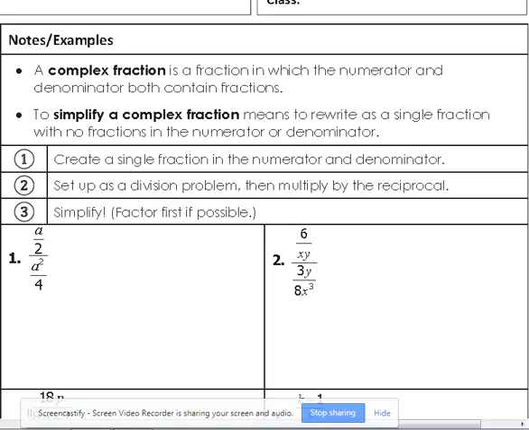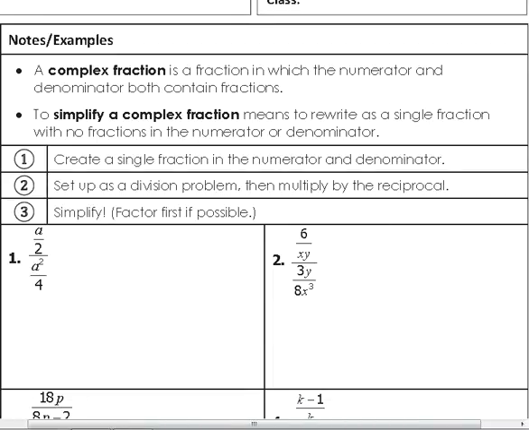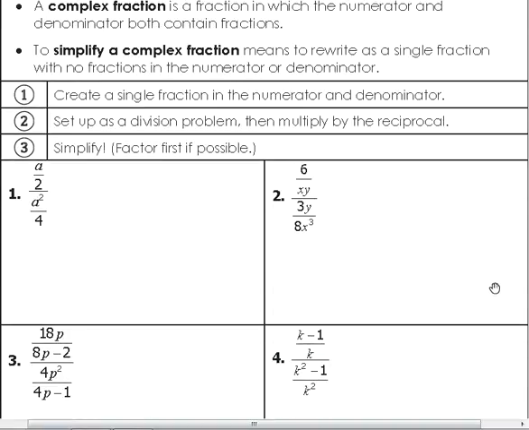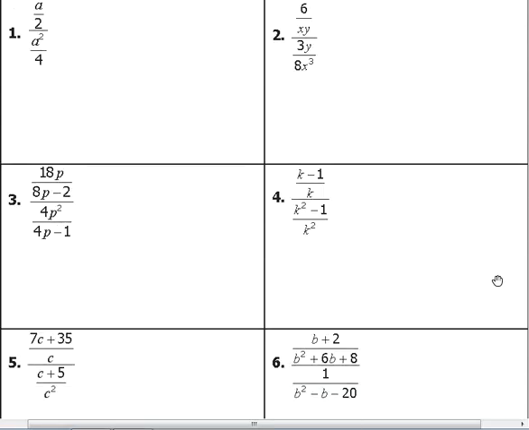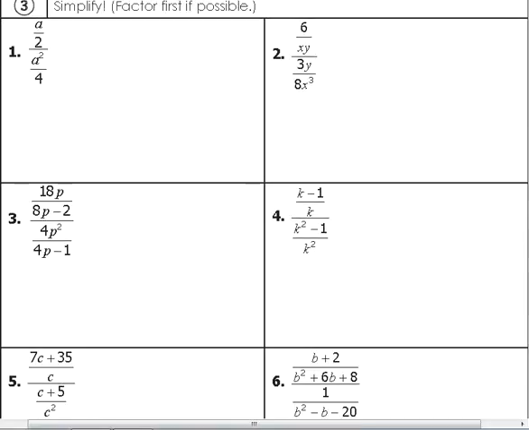But think about what a fraction really means. A fraction is really telling you to divide. So we've already dealt with dividing these rational expressions. What do we do? We multiply by the reciprocal, and then we simplify. Sometimes that's going to require factoring. Okay, so let's look at doing that with the first few examples here. Let's look at number 1.